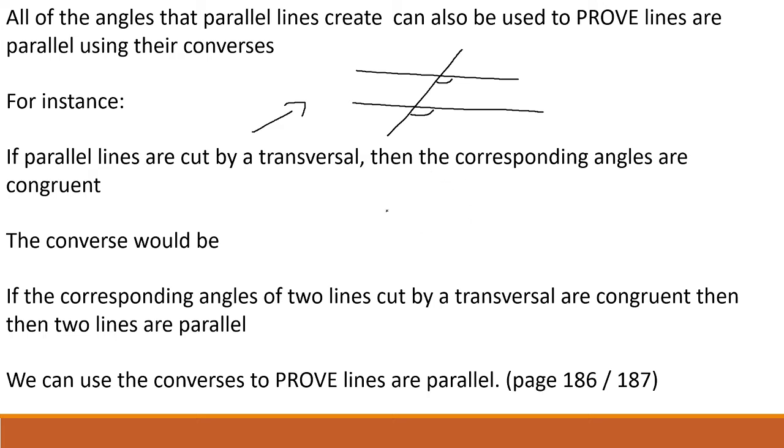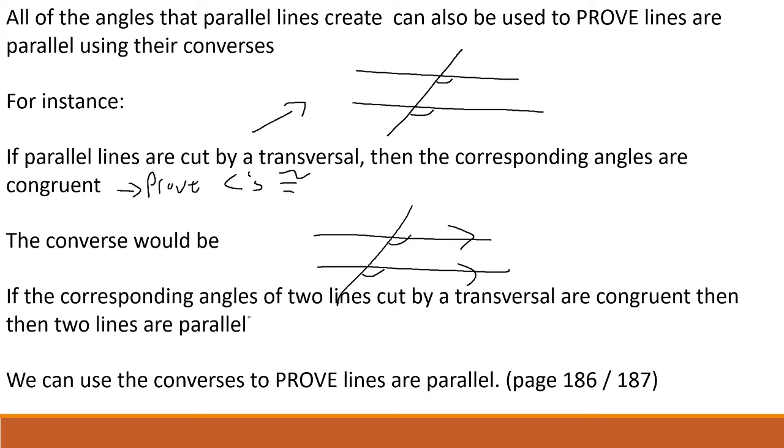The converse would be switching these statements. So if the corresponding angles are congruent, then the lines are parallel. That means if I have these two angles congruent, then I know these two lines are parallel. The difference is what you're assuming. Here, you're assuming the lines are parallel, and therefore the angles are congruent. Here, you're assuming the angles are congruent, and therefore the lines are parallel. So you use the theorem when you want to prove angles congruent. You use the converse when you want to prove that lines are parallel.